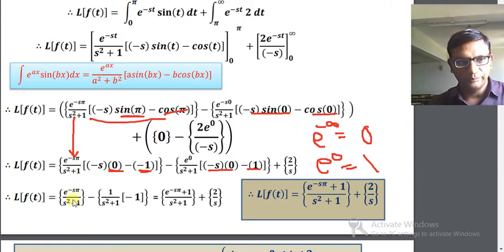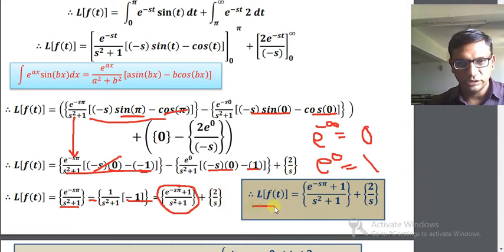After simplifying, we get e raised to minus pi s upon s square plus 1. This term is directly cancelled, and this will be minus minus plus 1. So the first part is e raised to minus pi s upon s square plus 1, and minus the lower part is only 1 upon s square plus 1, minus minus plus. So finally this minus and this minus is plus, and we get the integration answer e raised to minus pi s plus 1 upon s square plus 1. That is our first integration, and the second integration is 2 by s only.